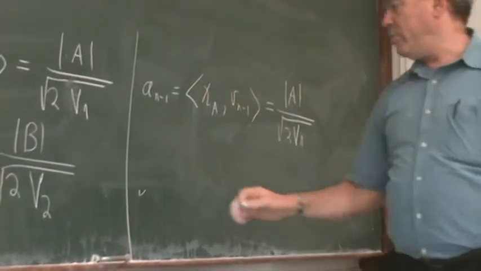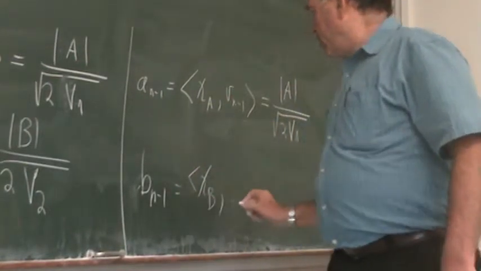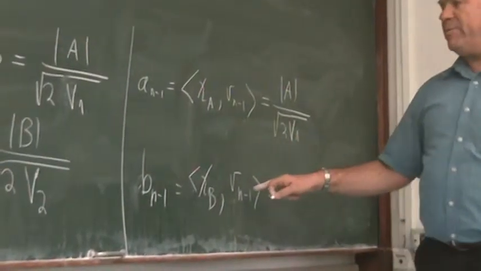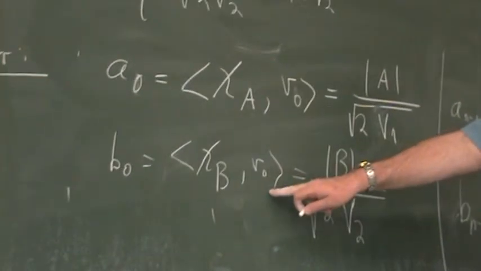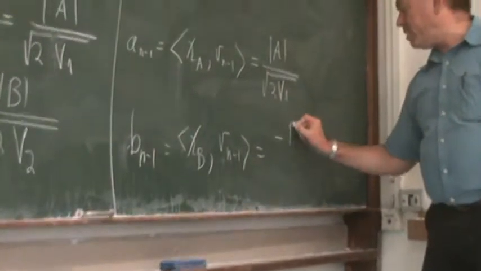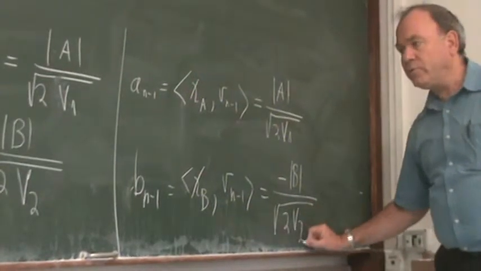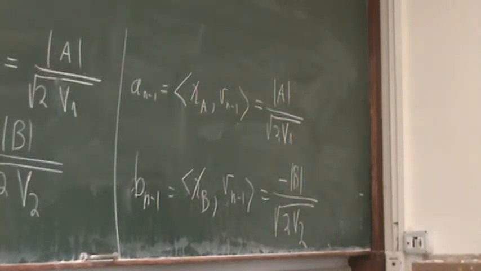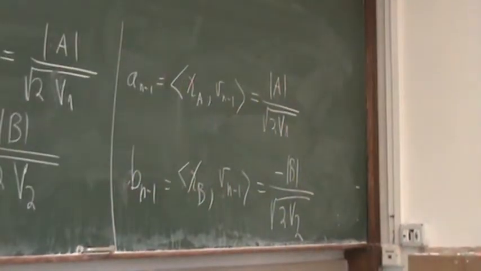square root of 2|V1|. On the other end, we compute b_{n-1}, which is chi of B with the vector v_{n-1}. We know that the vector v_{n-1} on the right-hand side is minus v0. So here it would be minus |B| divided by square root of 2|V2|. Are you with me or I lost you? I mean, it's a completely trivial thing. Every argument is very simple to follow. Okay, and now we have a few more lines though, and we are finishing.